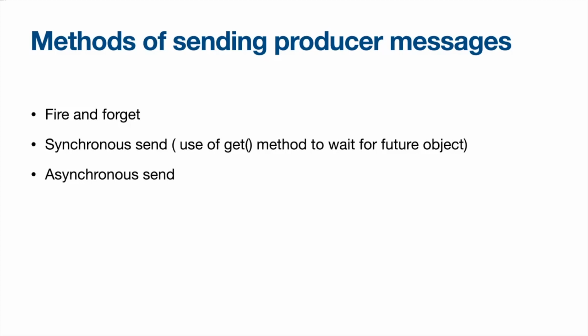Okay, the last one, asynchronous send. In this case, we'll be sending our messages and then we will initiate a callback mechanism. That is, we won't wait until we get an acknowledgement or confirmation from your Kafka broker, but we will use this callback function to receive a future object from your Kafka broker, which will give an acknowledgement whether the message has been successfully written in your Kafka broker or not.